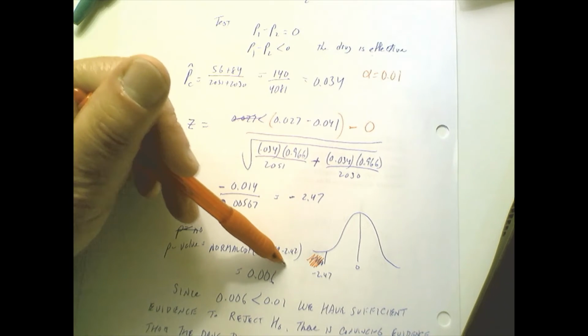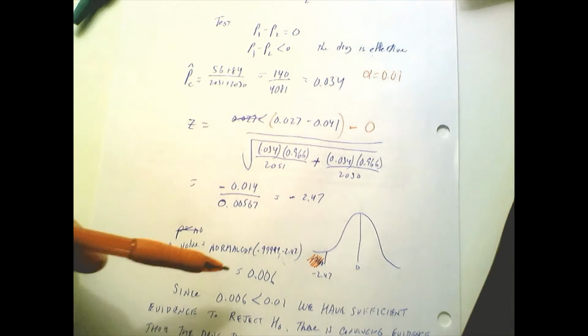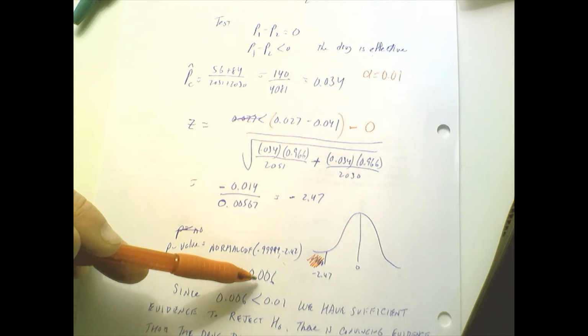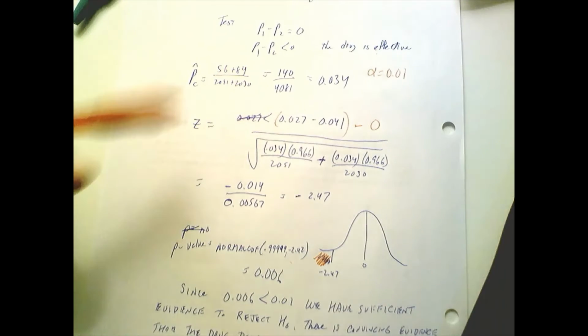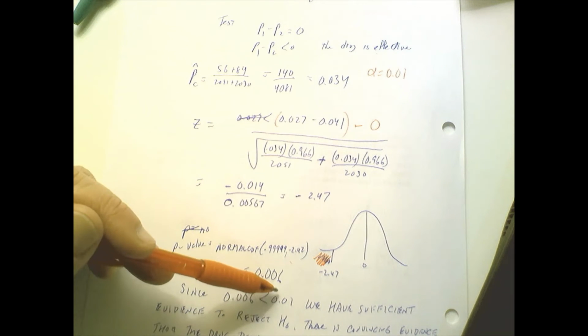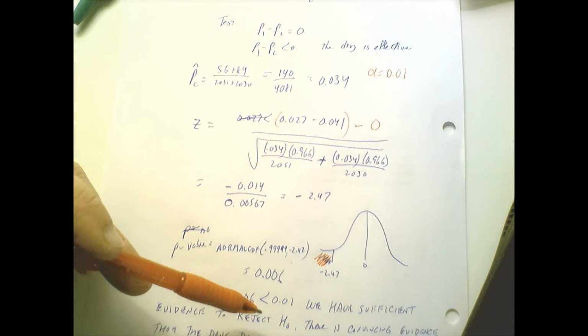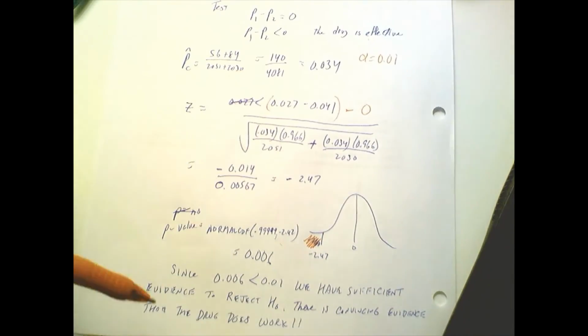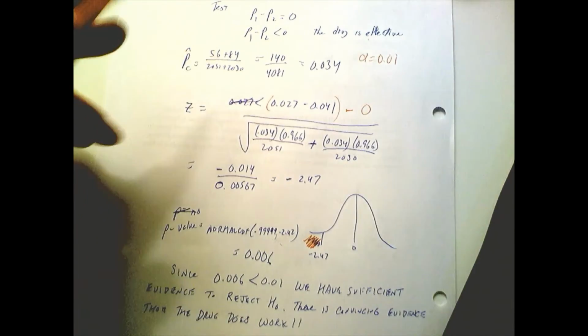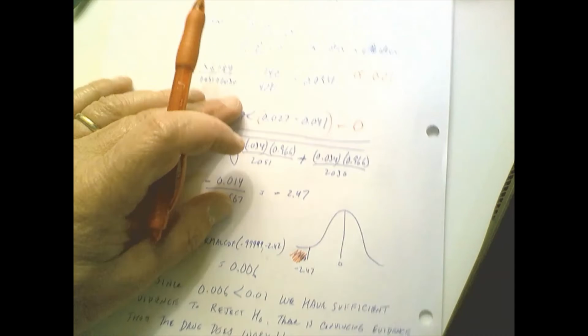I'll work way over here on the curve, all the way up to negative 2.47. And I'm going to come back with an answer that is 0.006, less than 1%. Since my result is less than 1%, my alpha level, I have sufficient evidence to reject the null hypothesis. I think there's convincing evidence to show that the drug is effective in reducing these medical issues.